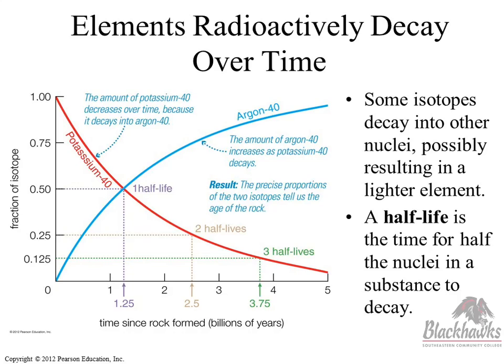I know this is a busy slide, so I'll point out a few things. Everybody's heard of the element potassium. What's the symbol for potassium? K, very good. And what you see is that K, potassium, will decrease over time. And one of its decay products is argon. So it breaks down and forms another element.